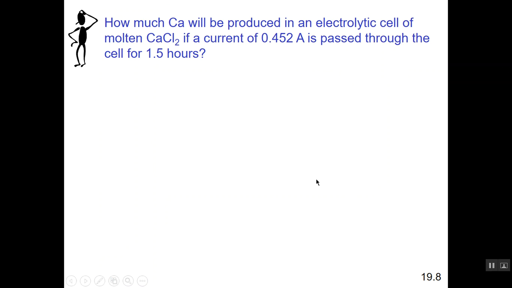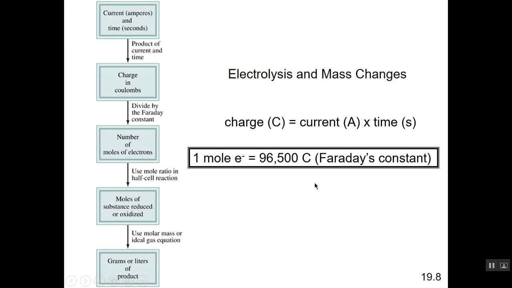So we can apply what we have learned. Before we get to this example, typically problems involving electrolysis start with determining the charge, and this is where current multiplied by time comes in. That charge will be expressed in coulombs, and then we can divide by the Faraday constant to get the number of moles of electrons, and then we look at the half equation to determine the moles of a particular substance being oxidized or reduced.